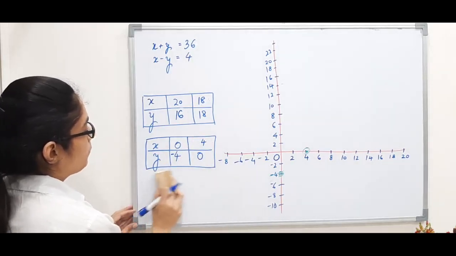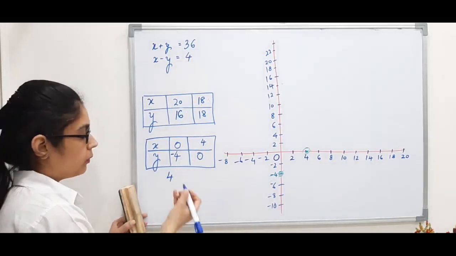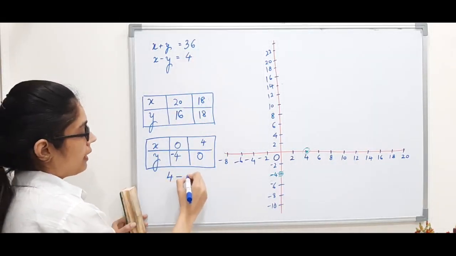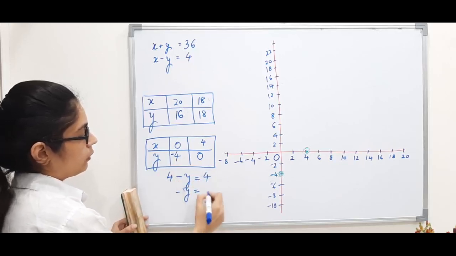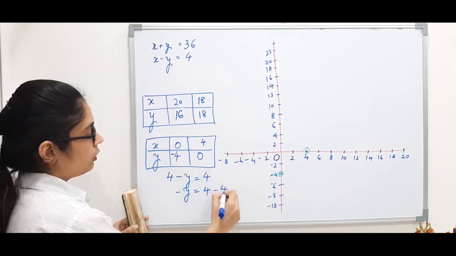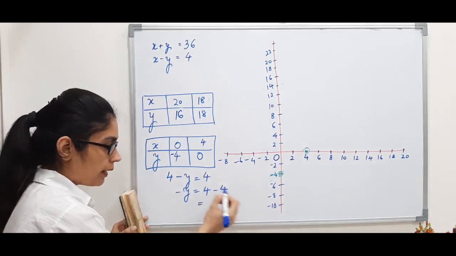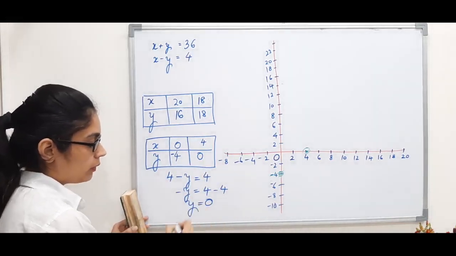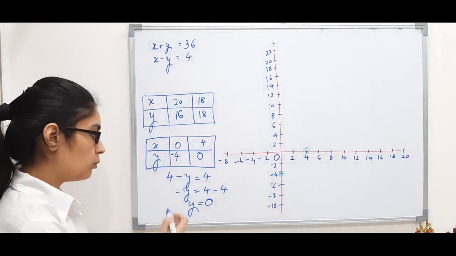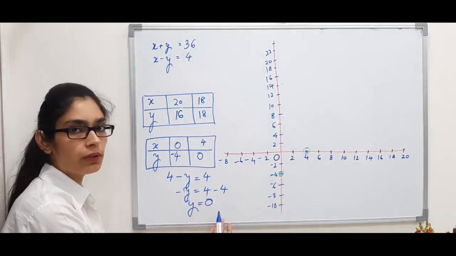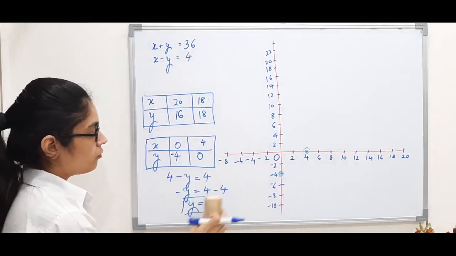Now I will take x equals 4. I will put the value of x equals 4 in the second equation. 4 minus y equals 4. Minus y equals, this 4 I will take to the other side. It will become 4 minus 4, because this is plus 4, and on changing the side it will be minus 4. 4 minus 4 will be 0. So y will be equal to 0, because for 0 it's not important to write a minus sign. So minus y, or we can write y equals 0. So on putting x equals 4, I am getting y equals 0.